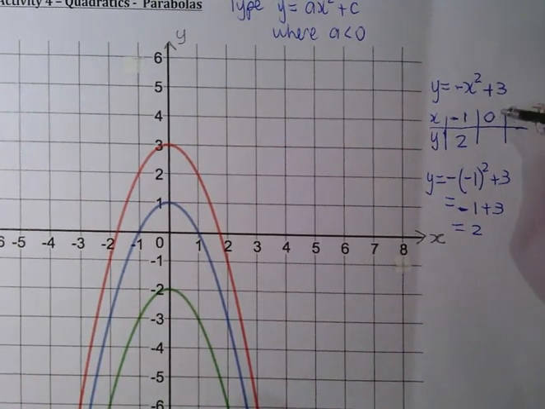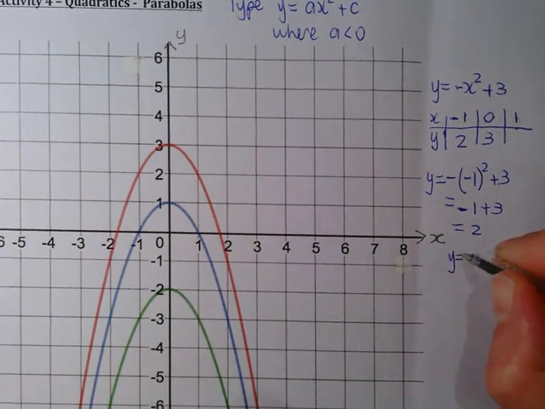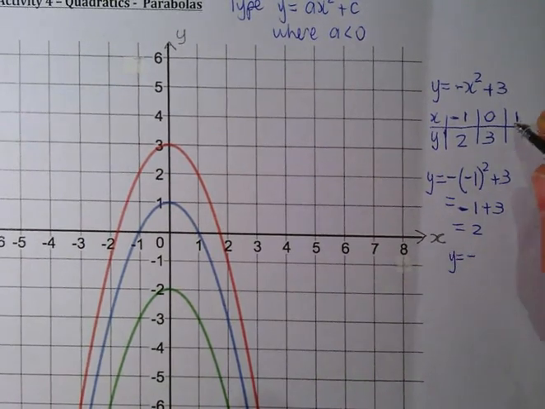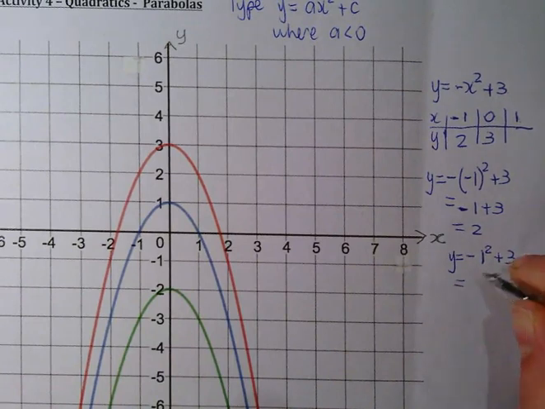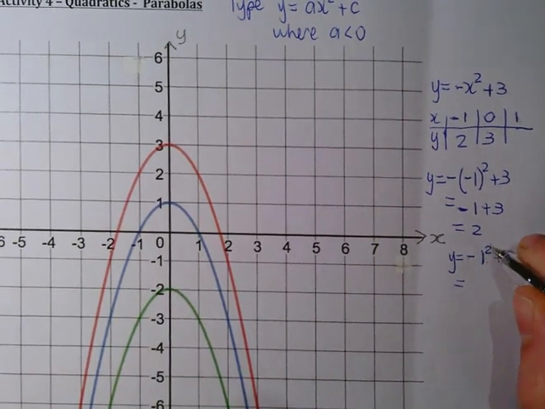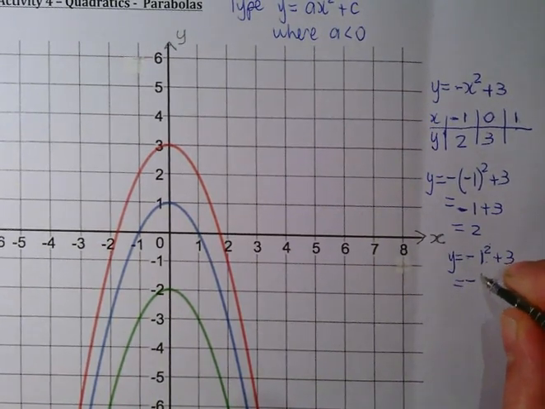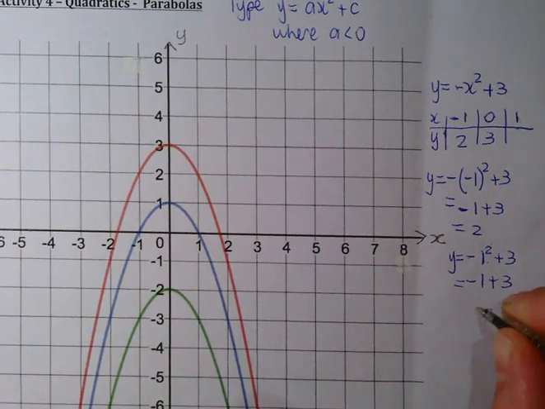When x is 0, we get -0 squared, which is just 0, plus 3 is 3. And when x is 1, be careful here, I've got negative, and then x is 1, so I just do -(1 squared) plus 3. The negative is not squared, just the 1 is squared, so it's -1 plus 3, which is +2.